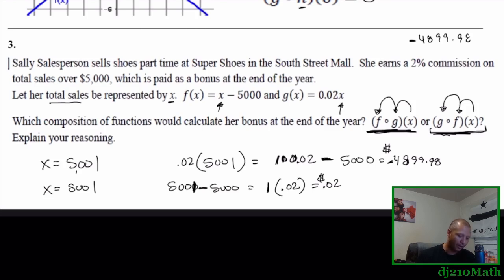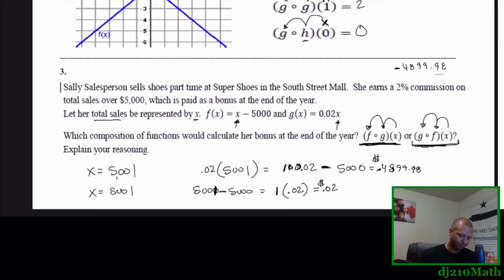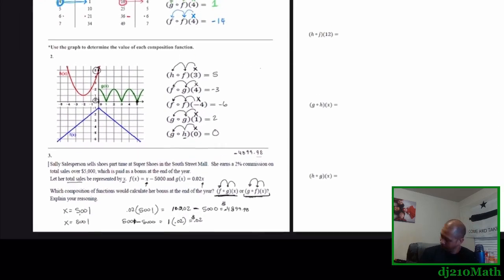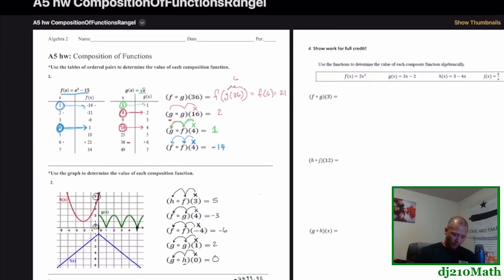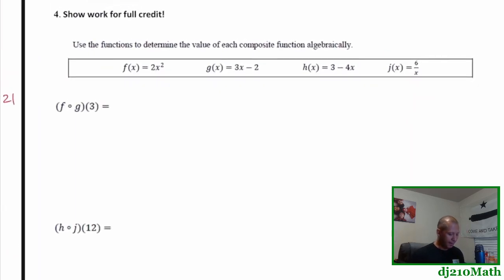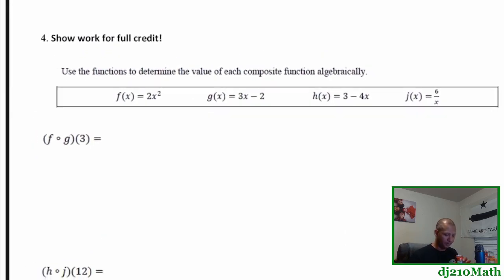So anything over 5,000, she's getting a 2% commission. So we need to figure out, okay, how much over 5,000 are we? So the first part, the f of x part, that makes sense, right? Because if x is larger than 5,000 and then you take away 5,000, that's the leftover part. That's the part that you're going to get the commission on, the 2% of whatever that number is. All right, let's look at the next page.